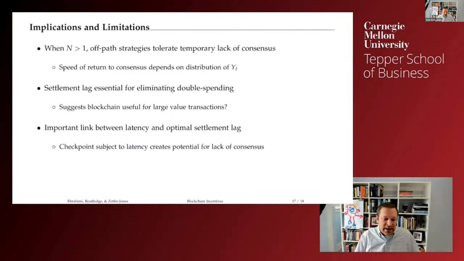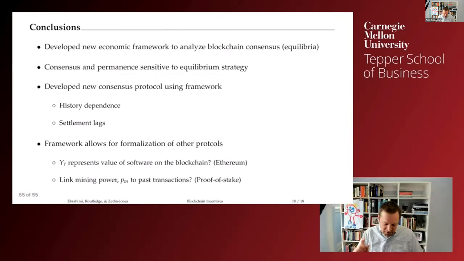And that, we think, is the fundamental friction in blockchain: you need some latency in settlement to accommodate consensus. To me, that suggests blockchain may be useful for, say, buying a Tesla, where you don't mind a settlement lag, which may or may not be hype, but maybe true. And maybe it's less useful for small value transactions. And so let me conclude there.